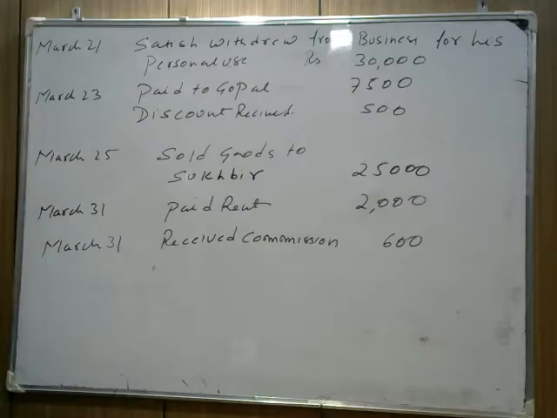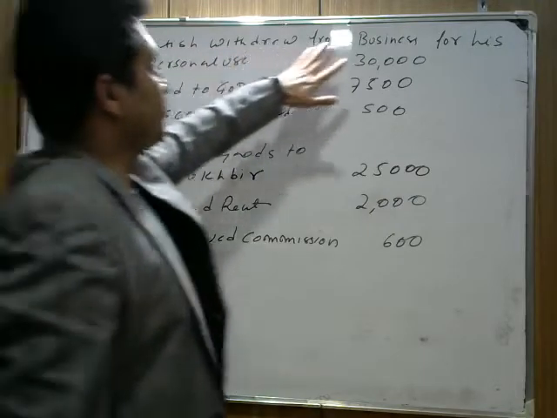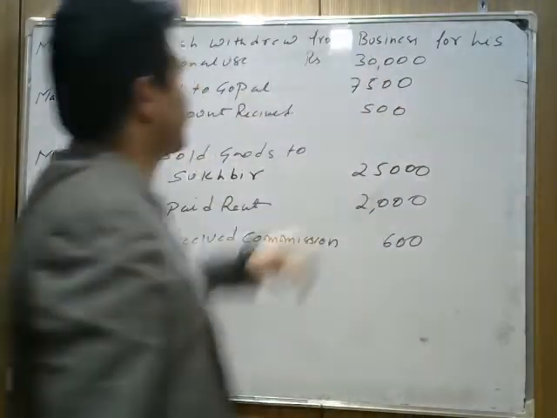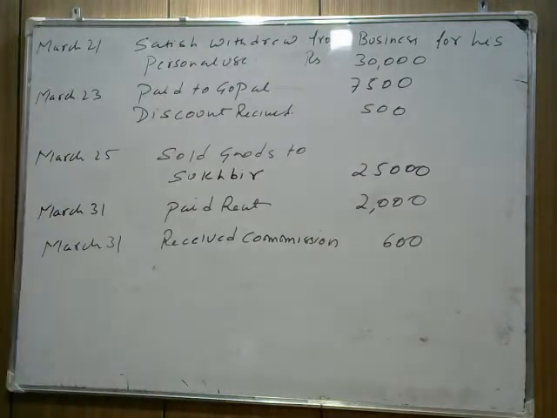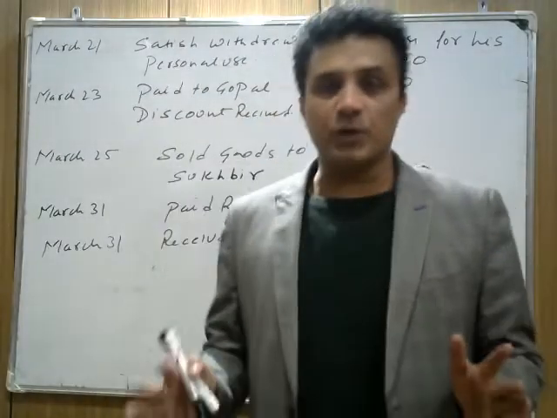Now in continuation with the question, Satish withdrew from business for his personal use rupees 30,000. On March 23rd, you paid to Gopal 7,500 and discount received 500. On March 25th, sold goods to Sukhbir 25,000. On March 31st, you paid rent 2,000. And on March 31st, one more transaction, received commission rupees 600. So I hope this question is clear to all of you.